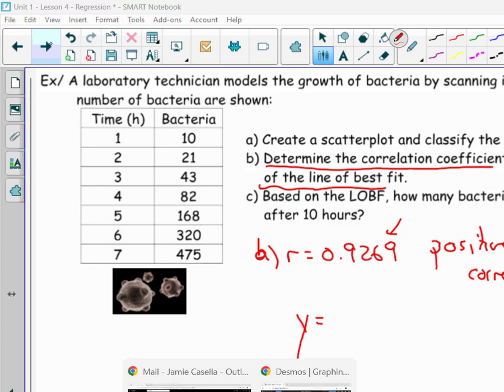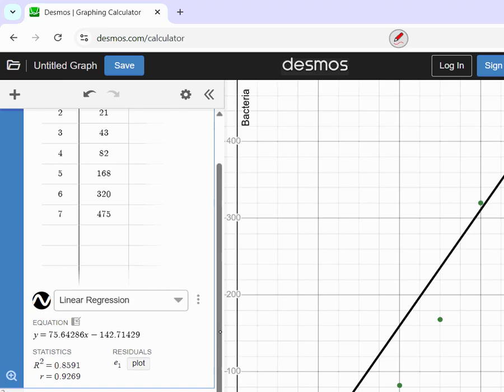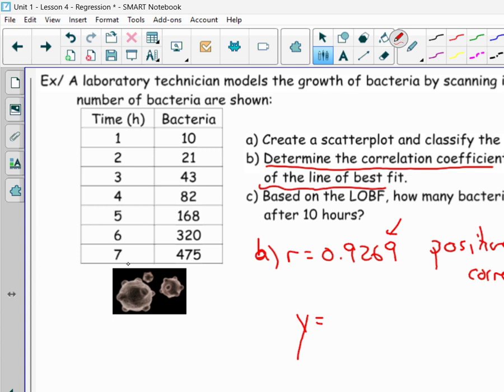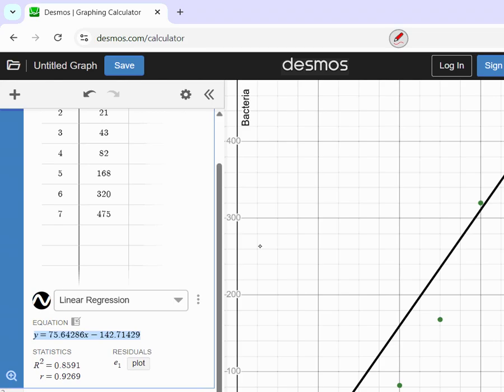You can get the rest of the equation by looking right here where it says the word equation. We're going to take this number and we're going to round it off to 2 decimals. So 75.64. And it had an x attached to it. And then it was minus 142.71.